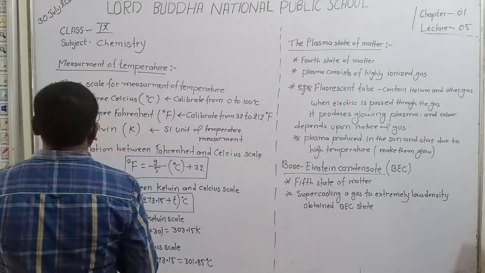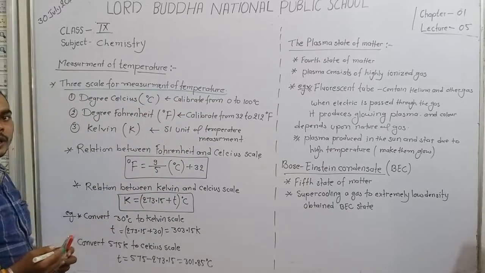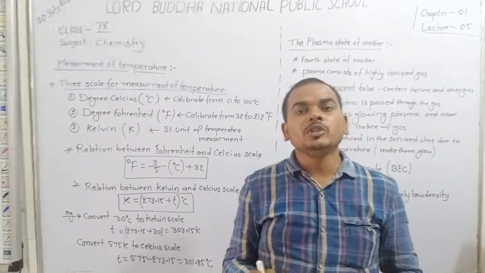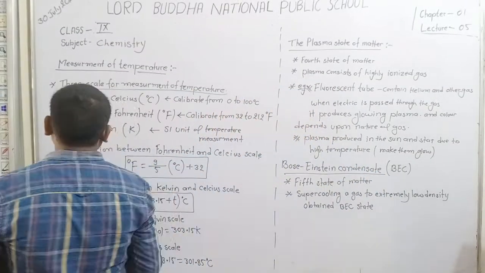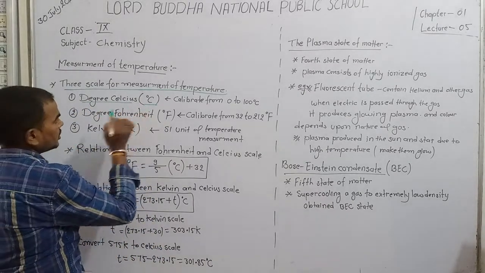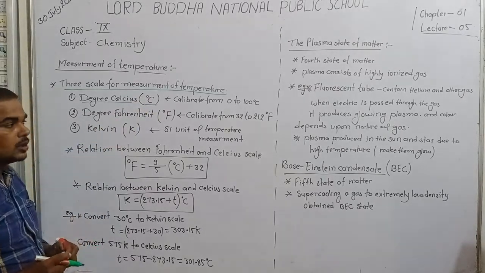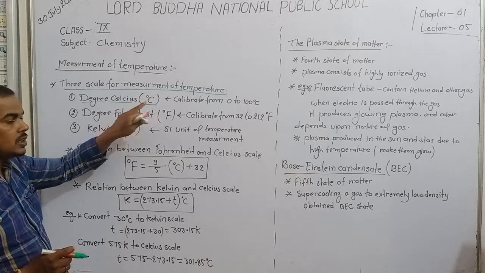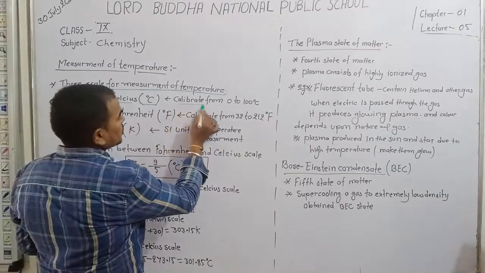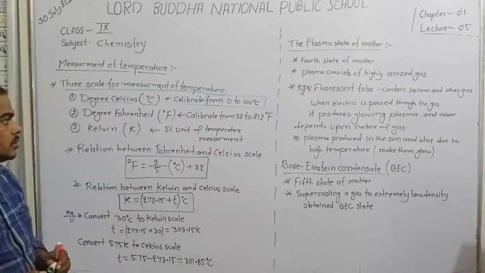Dear student, there are three scales for measurement of temperature. The first is degree Celsius, represented by the symbol degree C. The degree Celsius scale is calibrated from 0 to 100 degrees Celsius.